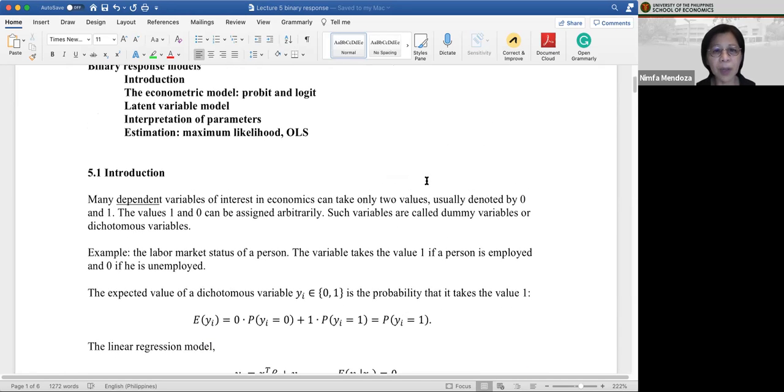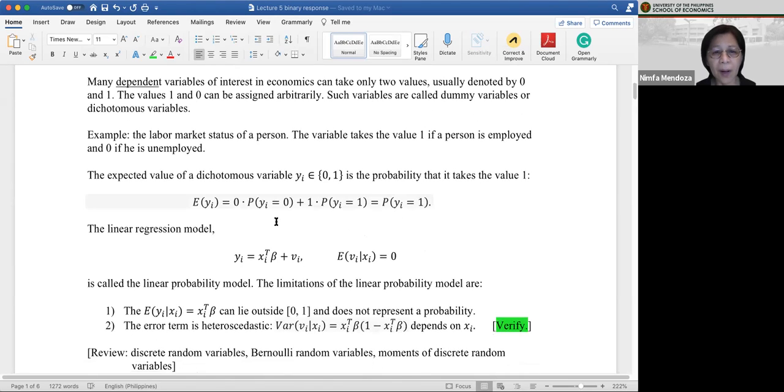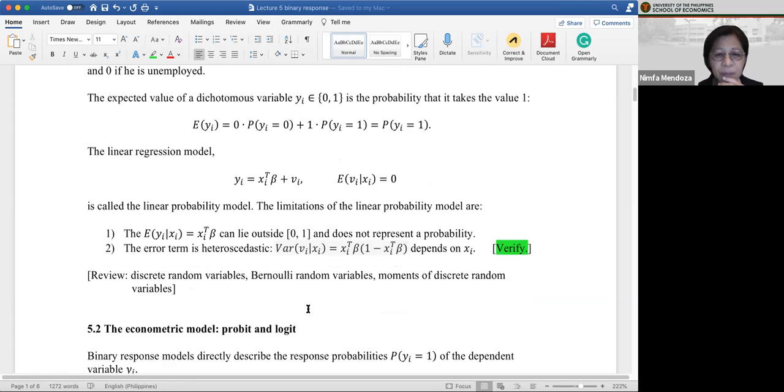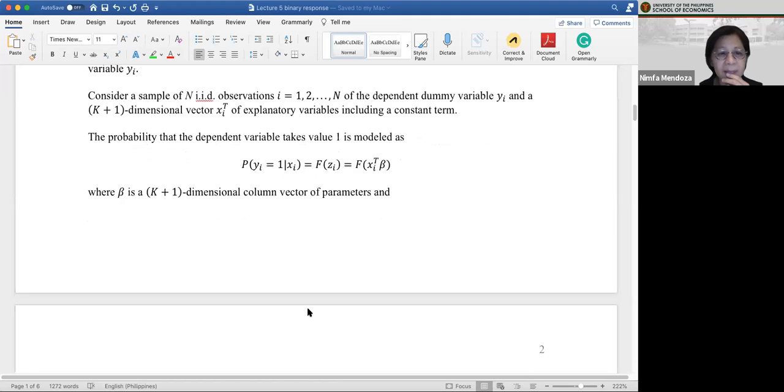So going back to our model, we would have sample data on y sub i and x sub i. This beta is a k plus one vector of unknown parameters, which include the constant term. So x sub i here would include 1 for the constant term.